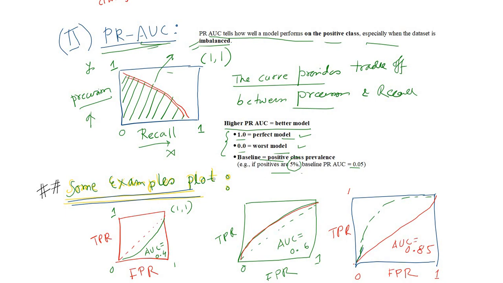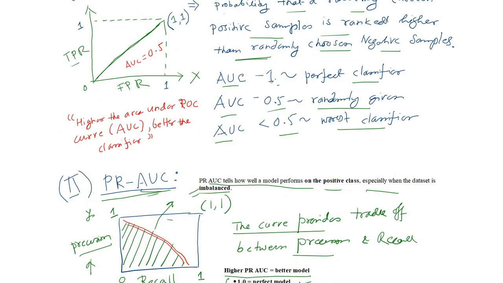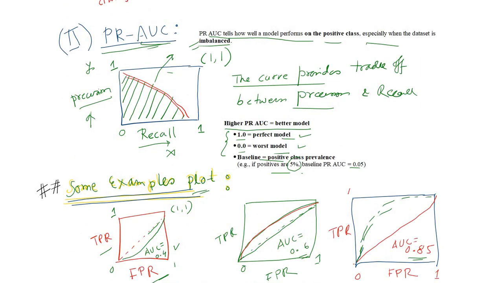Now here are some examples. If you see, this is the constant line. Here the AUC is 0.4. Here it is 0.6, which is slightly better than the constant value. Here the AUC curve is 0.85, which shows a better value. If it gets closer and reaches 1, it is obviously a better classifier.